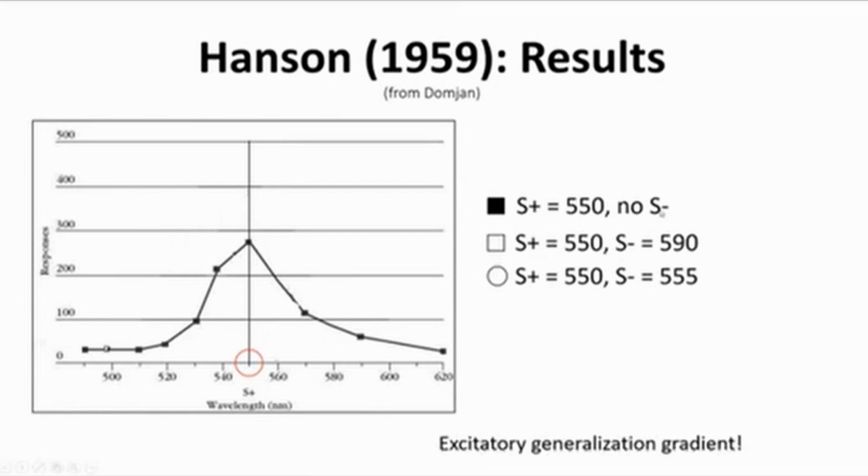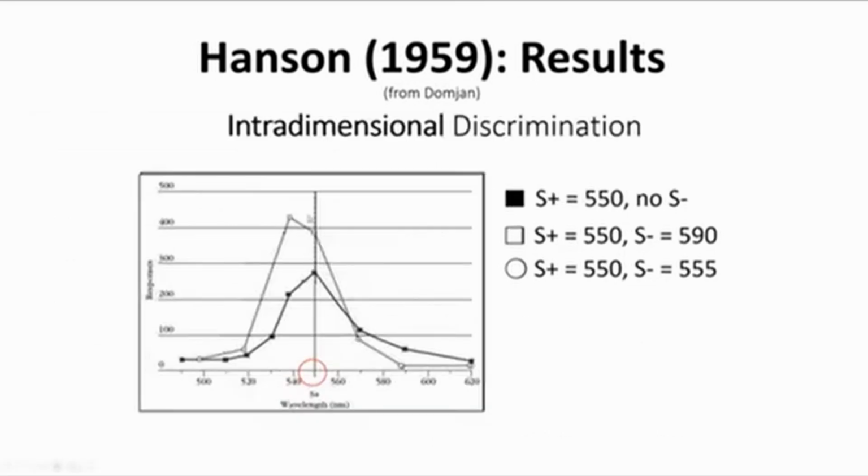As I said, there is no S minus, so this is only an excitatory generalization gradient because there is no S minus present. So any changes that we see to this responding, once we start introducing our S minuses, can be considered due to an inhibitory generalization gradient that's operating in the background. So let's see what happens when we look at these other situations. So next, we have our S plus is still 550 in all three groups. They have the same S plus.